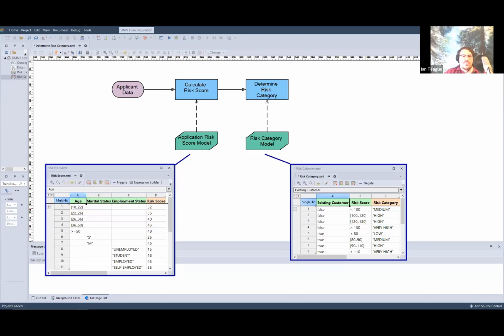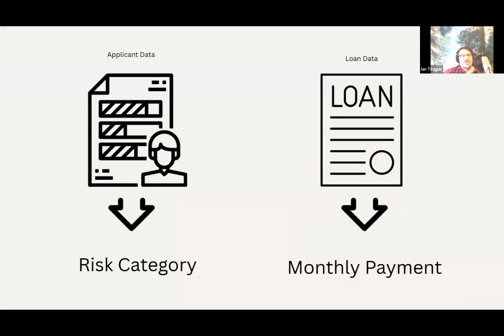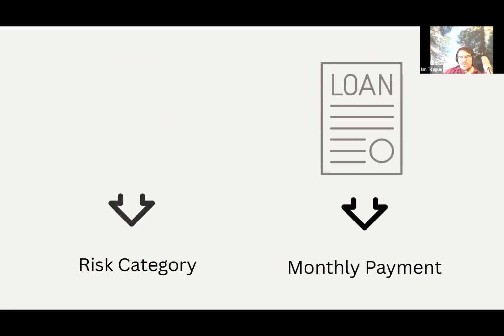So with this first step, we found the risk category. For the second step, we'll use new input to determine the monthly payment for a loan. Again, the first part of the project was to calculate the risk category based on applicant data. The next step is to calculate monthly payment based on loan data. And the purpose for getting both of these is the loan organization will use them to determine if an applicant can actually afford a loan.